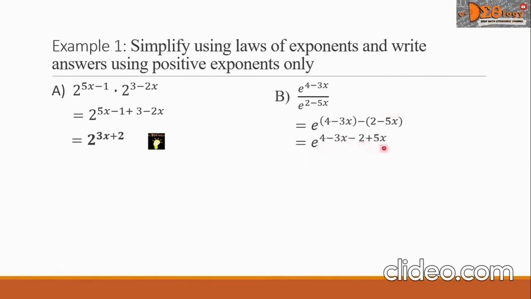And from here, we can combine similar terms. The 4 and the negative 2, we can combine together. It becomes 2. And the negative 3x plus 5x is positive 2x. So our final answer is e raised to 2 plus 2x.